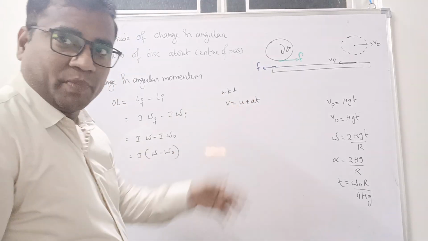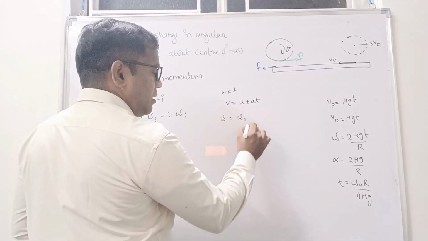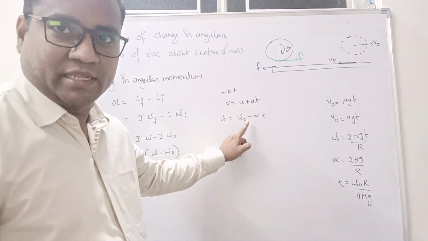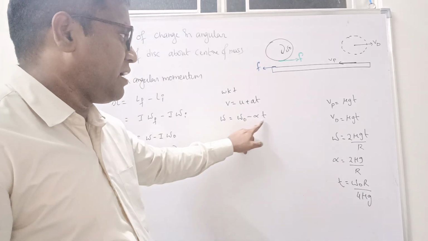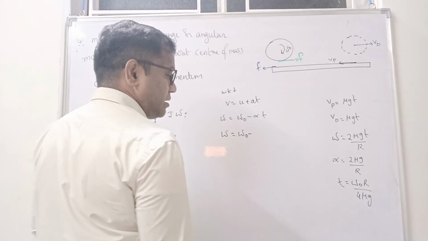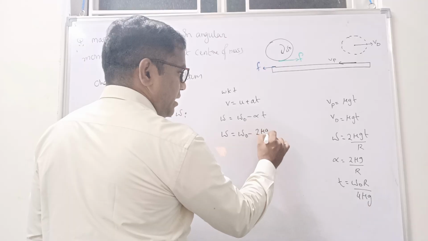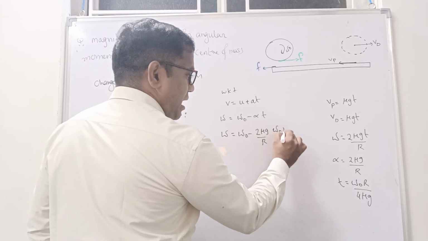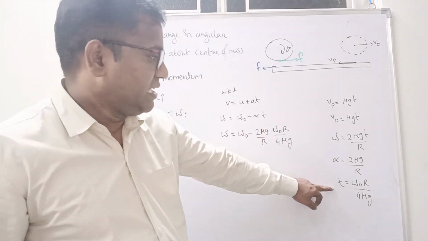So applying it for angular motion, omega is equal to omega naught minus alpha t. Here it is angular acceleration, and it is opposite because the friction is opposite, right? That's why I am writing this minus alpha and time t. Alpha we got as 2 mu g by r, and t is omega naught r by 4 mu g.